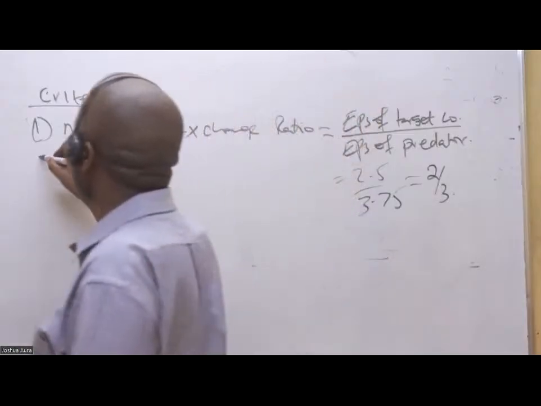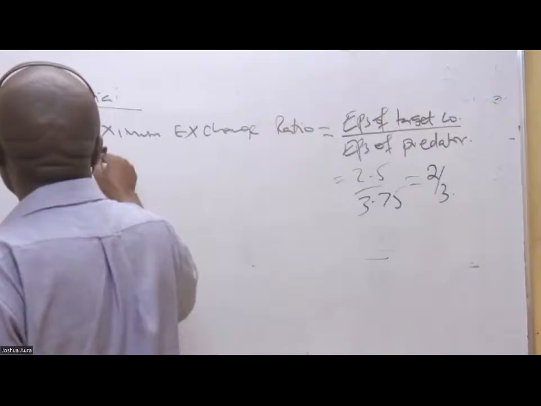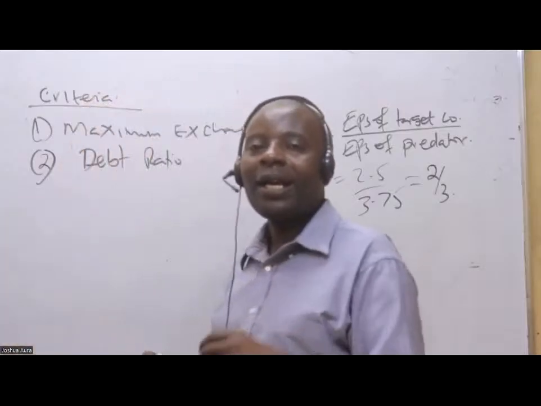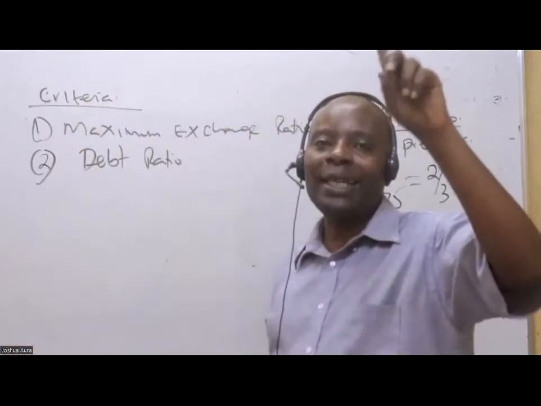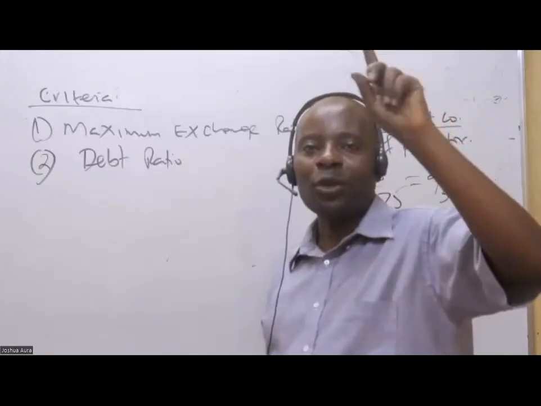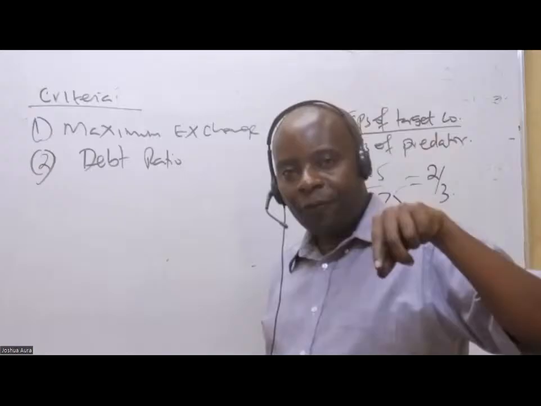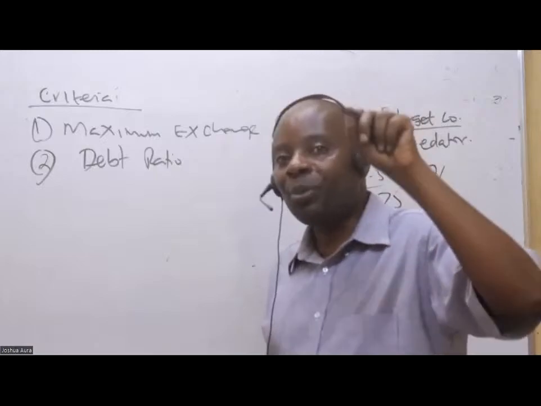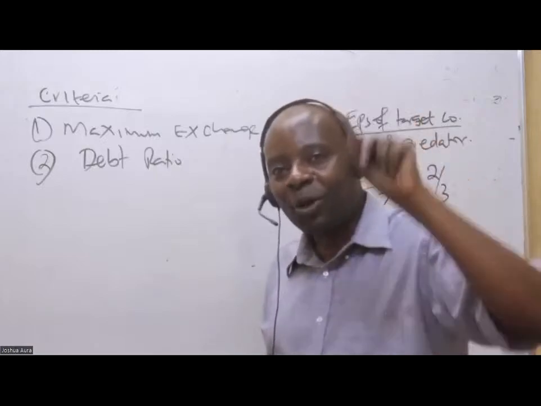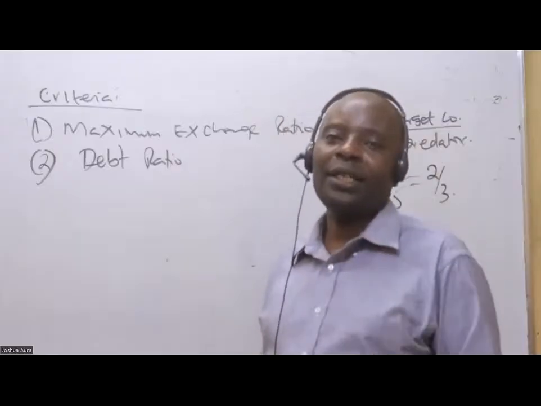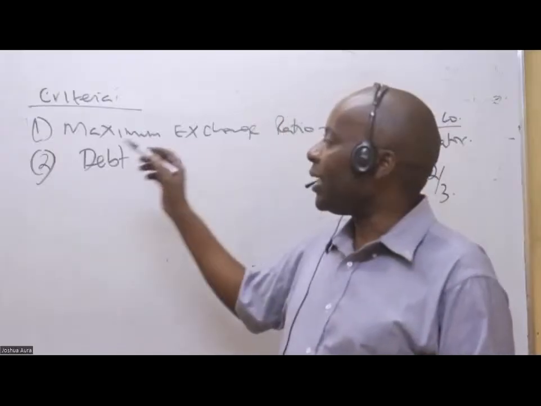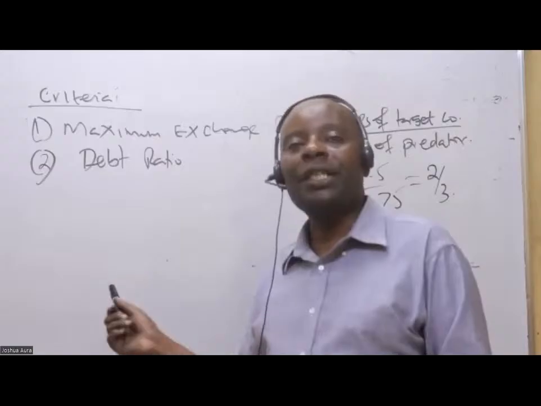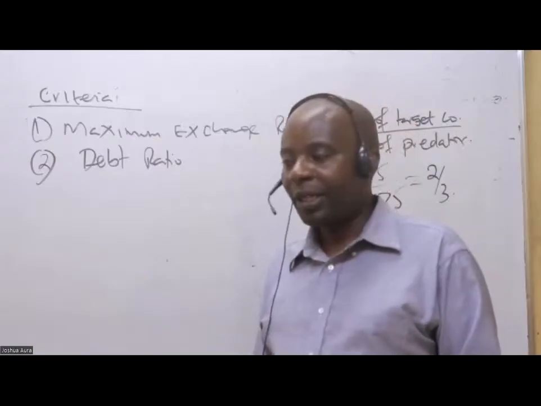So in this case here, the other criteria I would want to look at, ladies and gentlemen, is the debt ratio. I don't want to acquire a target company that will increase my debt or gearing ratio. If the target company has got a high gearing ratio, then it has got poison. If I'm swallowing a poisonous target company, I will die. So as a criteria, I would want to acquire a target company that can even reduce this debt ratio. Very, very important.